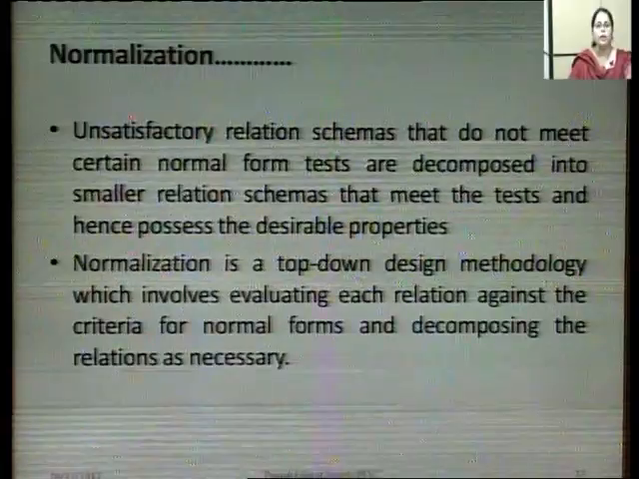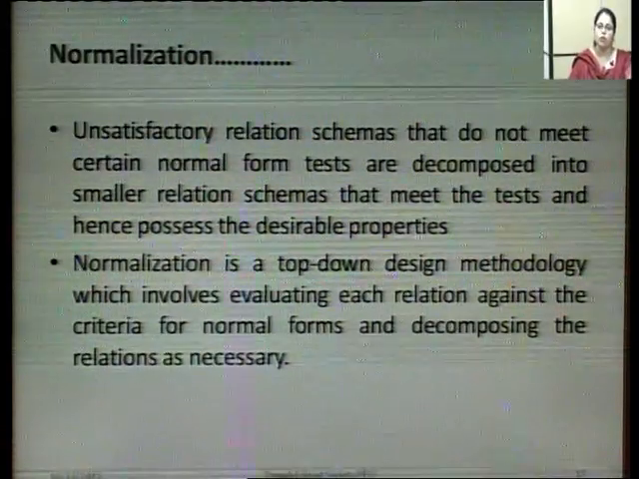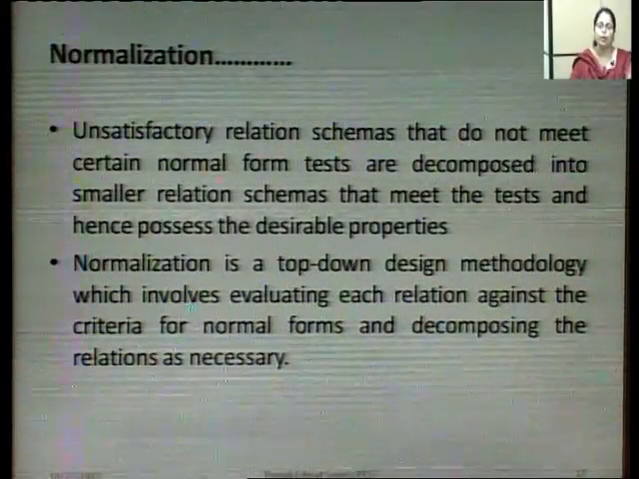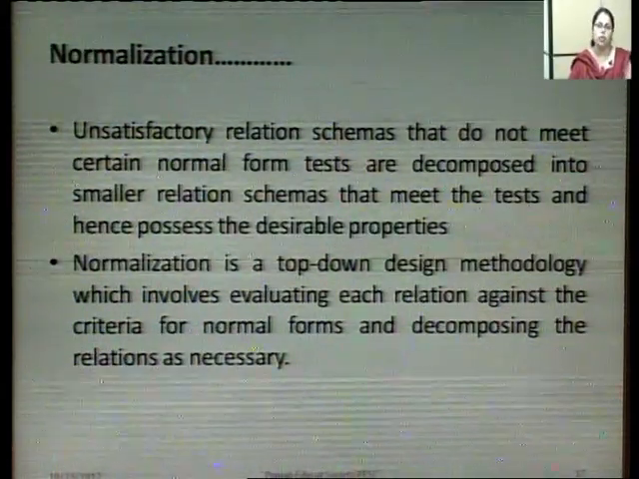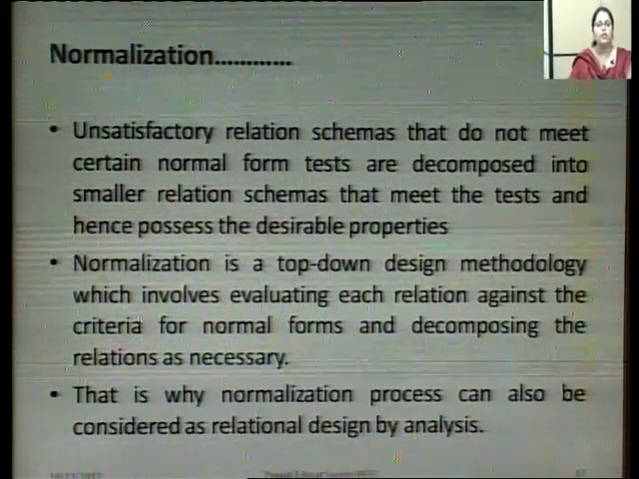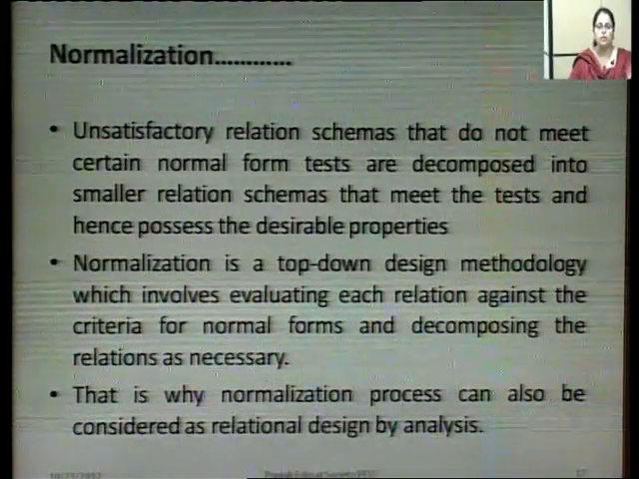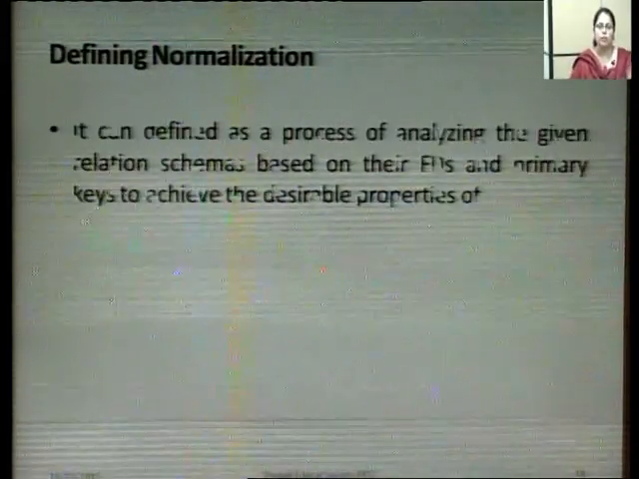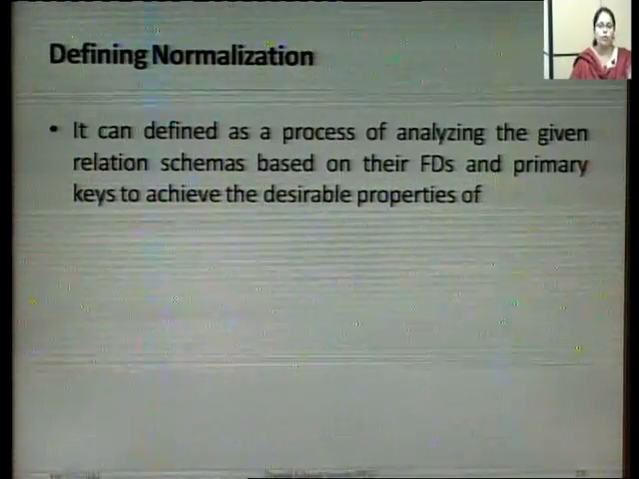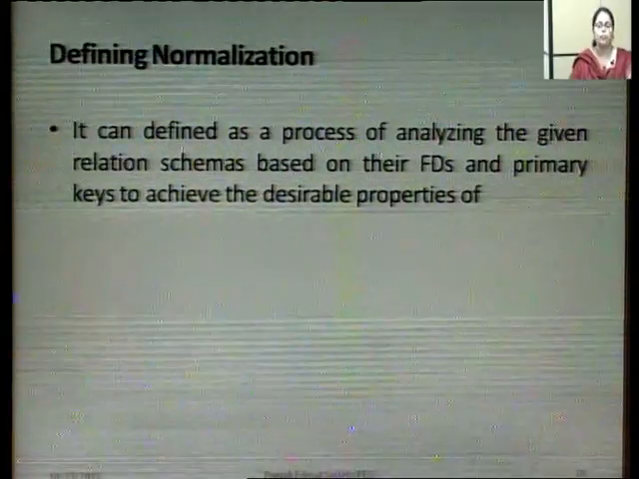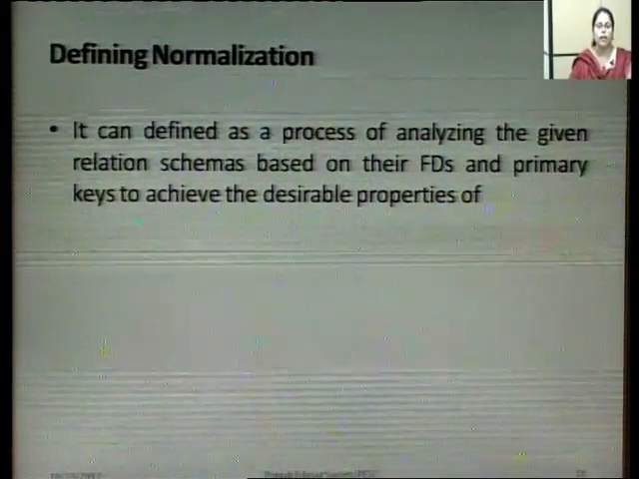So normalization is actually a top-down design methodology which involves evaluating each relation against the criteria for normal forms and decomposing the relations as necessary. That is why the normalization process could also be considered as relational design by analysis. So now we can formally define normalization as a process of analyzing the given relation schemas based on their functional dependencies and primary keys to achieve the desirable properties.